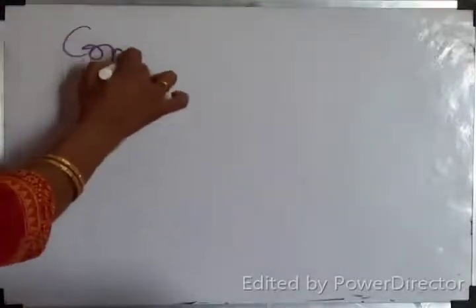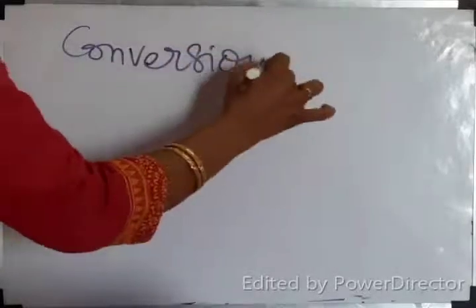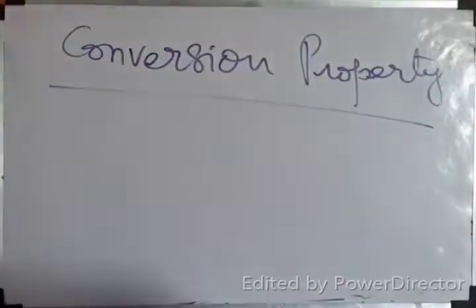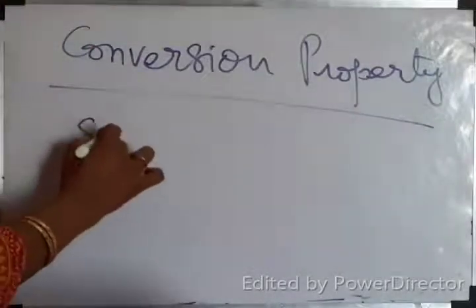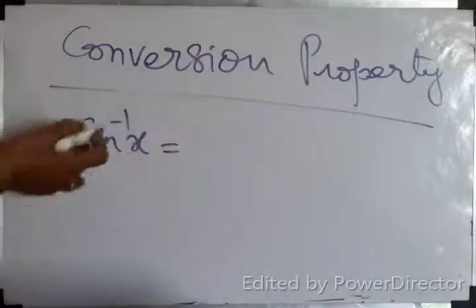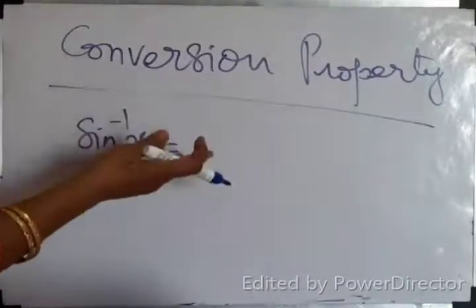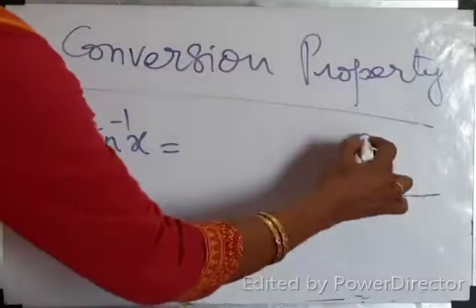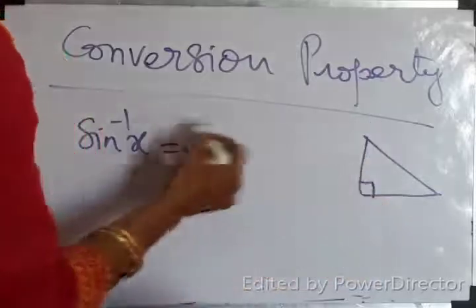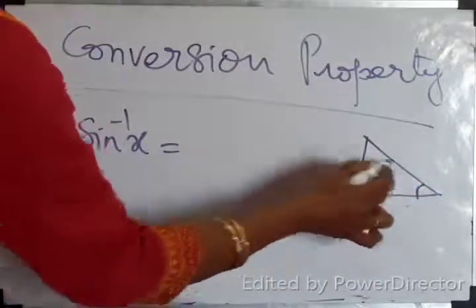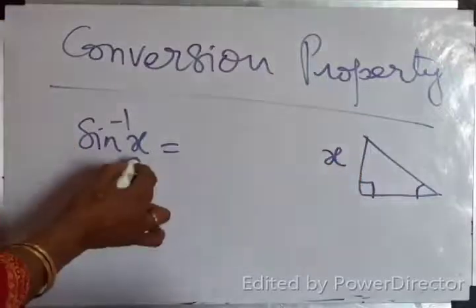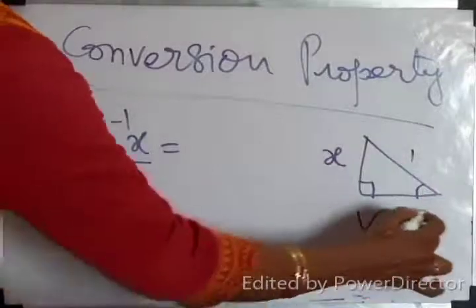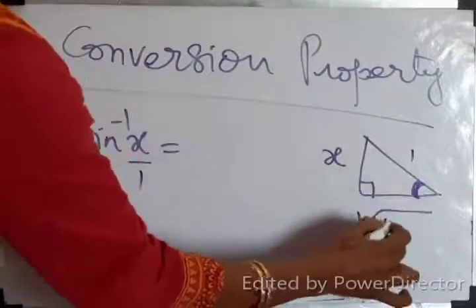Conversion property. This is also very simple, children. For example, the question is sine inverse x. This sine inverse x, I want to write in cos inverse x and tan inverse x. How can I write? Using the Pythagoras theorem. This is 90 degrees. I am applying x here, and here is theta. So this is the opposite side. What is my hypotenuse? 1. So what is your adjacent side? Root of 1 minus x square.